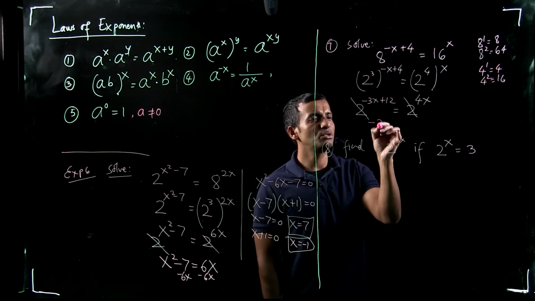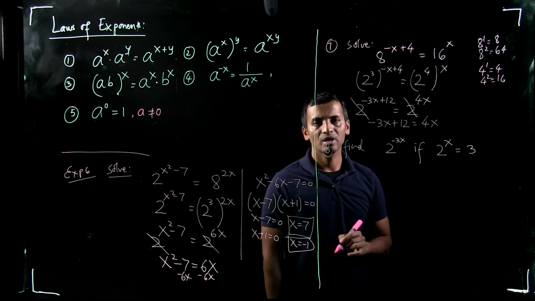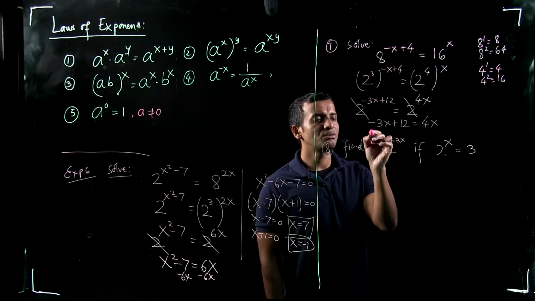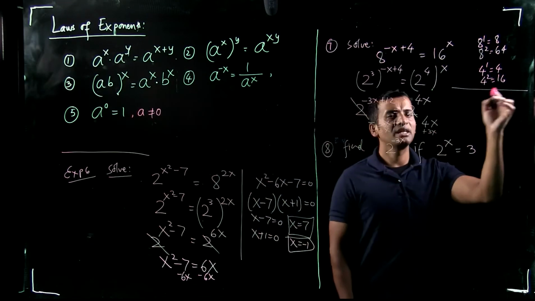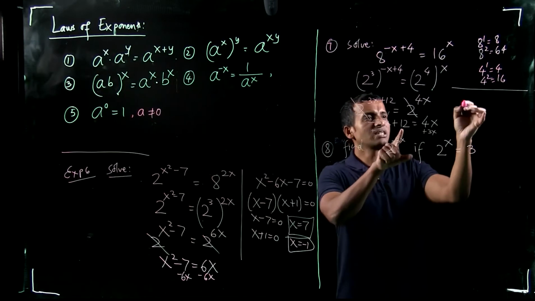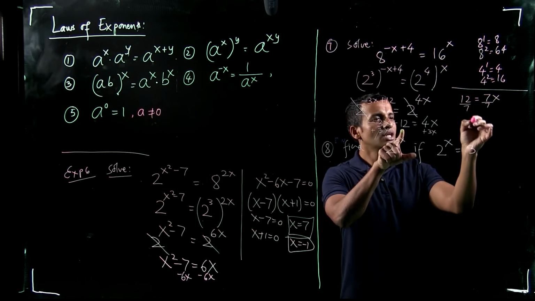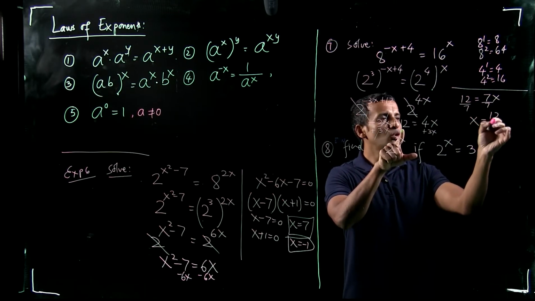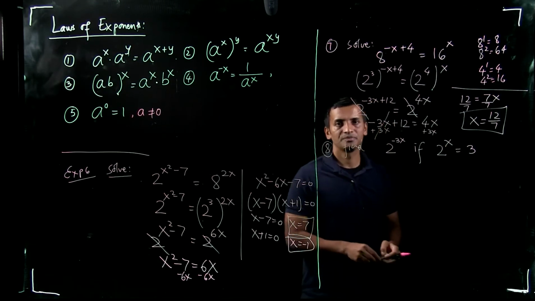Now you solve it. You get negative 3x plus 12 equals 4x. So how do I solve it? You add 3x on both sides, so that will cancel. So 12 equals 7x. Divide by 7. So x equals 12 over 7. That is the final answer for this.